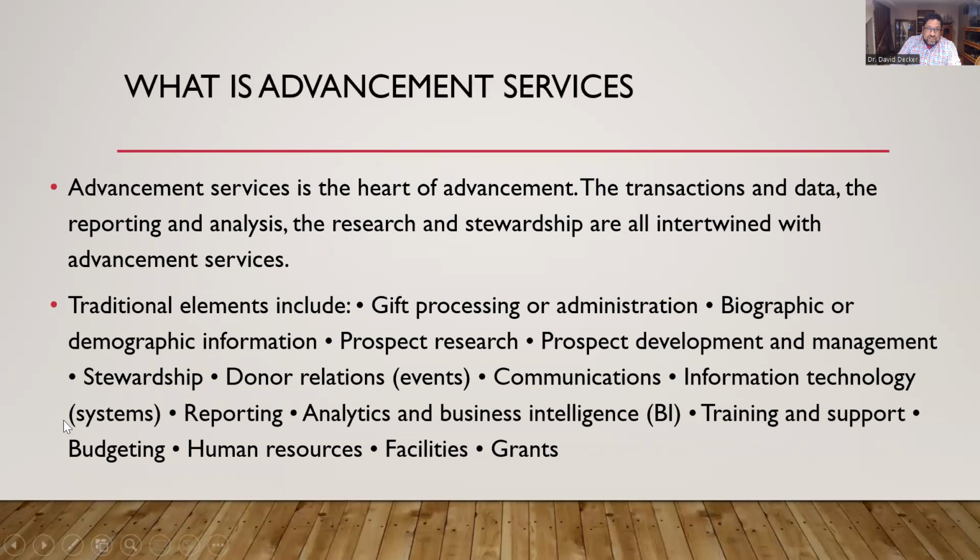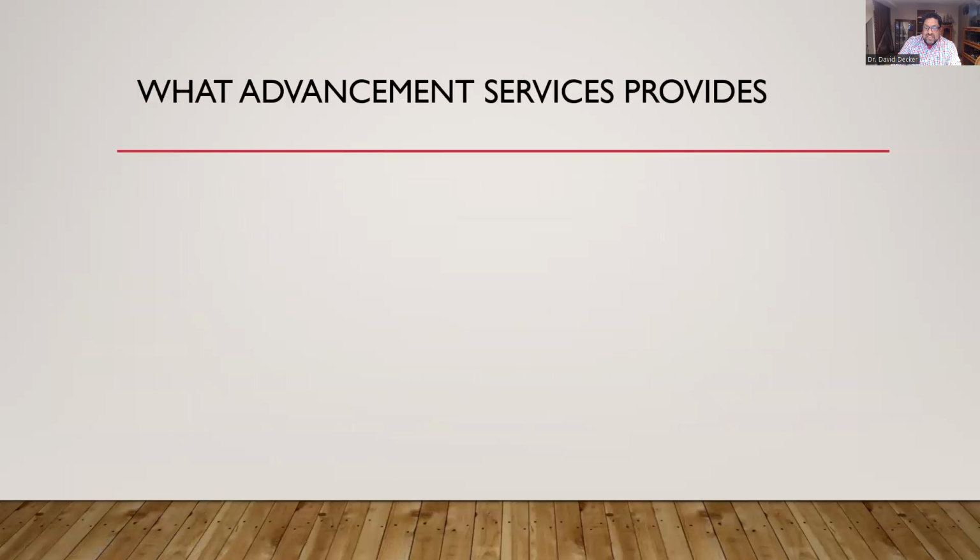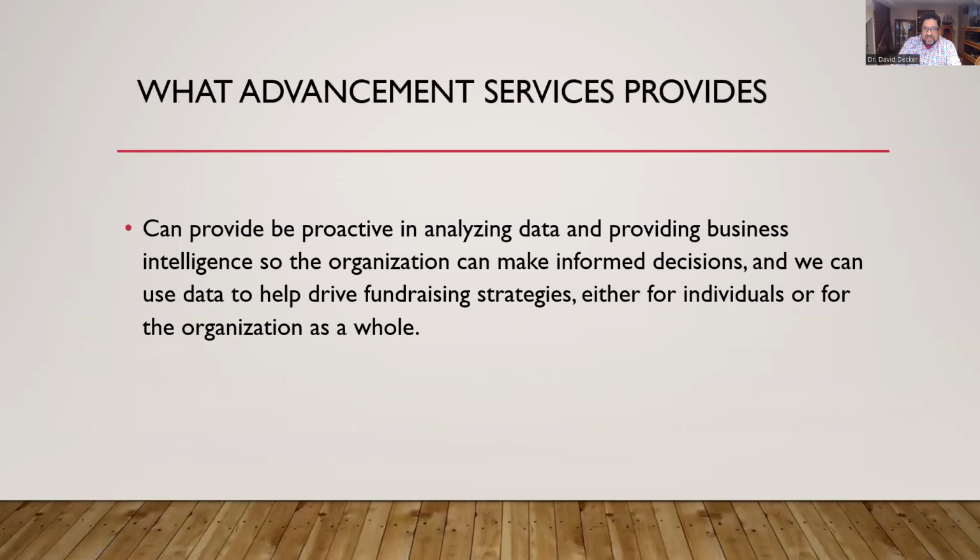So you can think of the traditional elements, and there's a lot of them here, and I'll list them because I think that they're important to remember: it's gift processing, biographic or demographic information, prospect research, prospect development, stewardship, donor relations, which can be events, communications, information tech, reporting, analytics, training and support, budgeting, human resources, even facilities and grants. So everybody that's not a frontline fundraiser is in advancement services, it seems like.